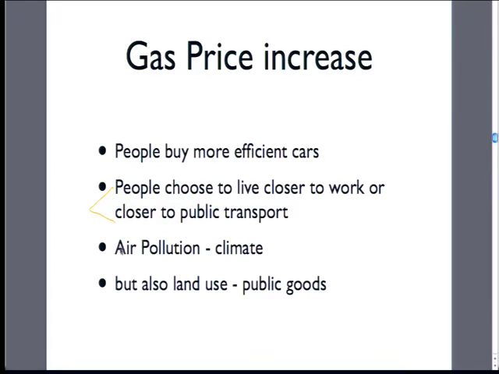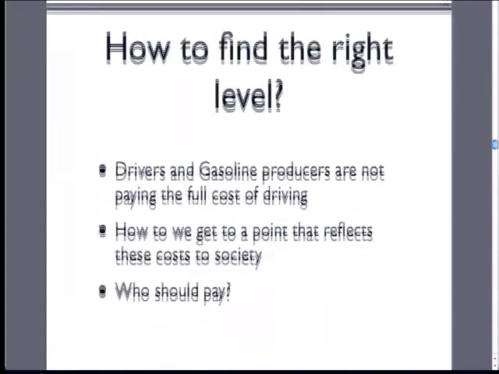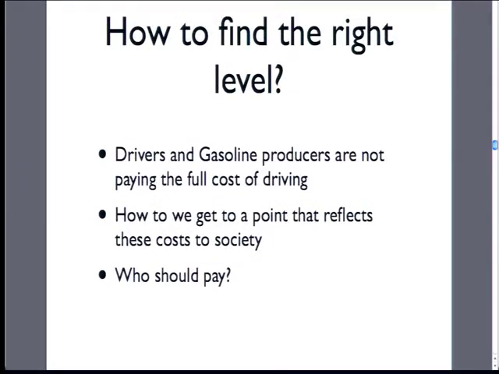So if we increase the price of gas, we also have impacts on air pollution and on climate and on carbon, right? The amount of carbon continuously being emitted every day is going to be reduced by a gas price increase. The amount of pollution is going to go down. But we also have issues on land use, so the densification thing. Where we need investments in public goods is going to change as we affect where people are. So we have this social allocation question. How do we find the right level?